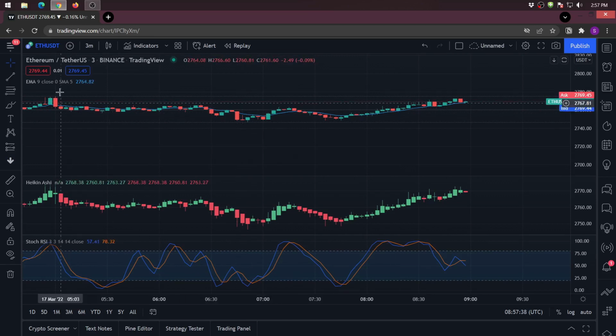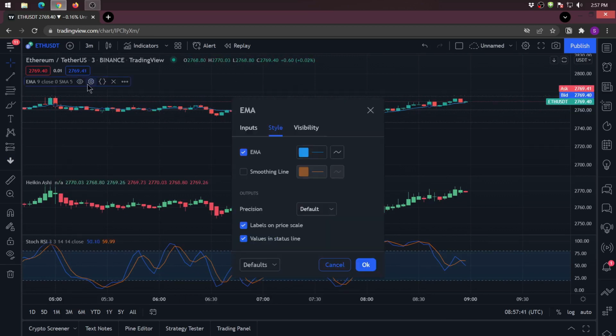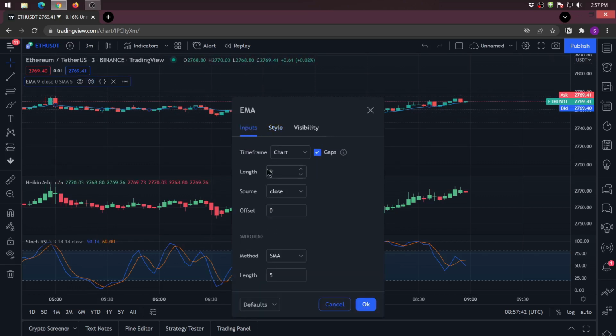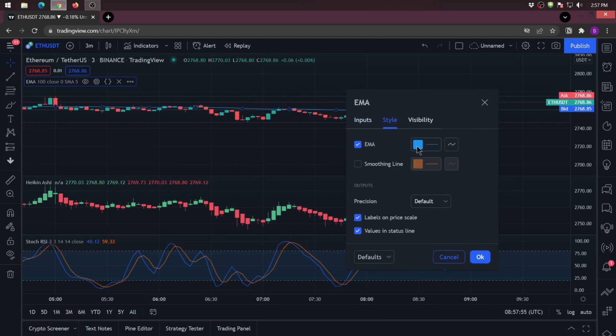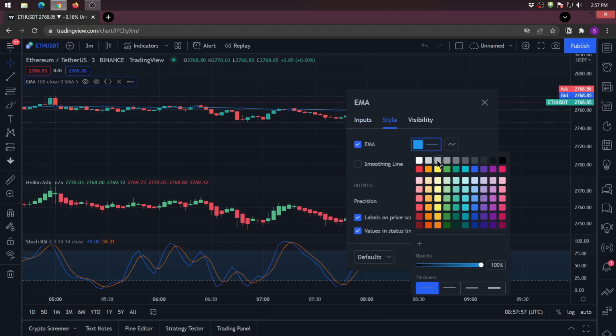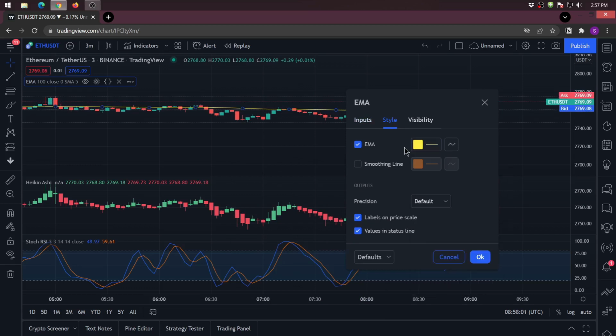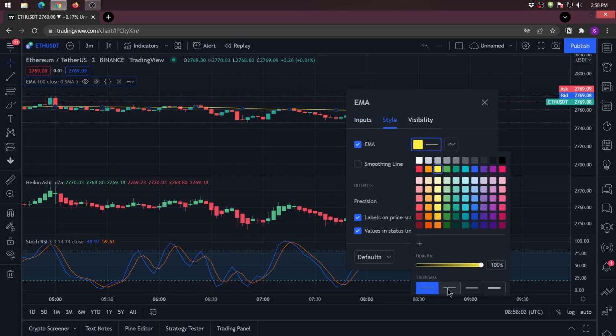Now I'm setting all the indicators for perfect understanding. The first indicator is EMA, and I need the 100 EMA. You can see the default EMA length is 9, so I simply write 100 here, and I also have to change the style. I change the EMA color from blue to yellow to look clearer. Also I want to change the thickness and make it bolder, and save this one.